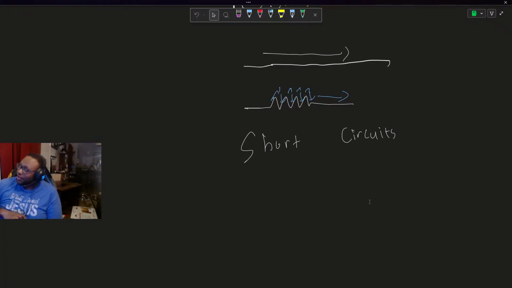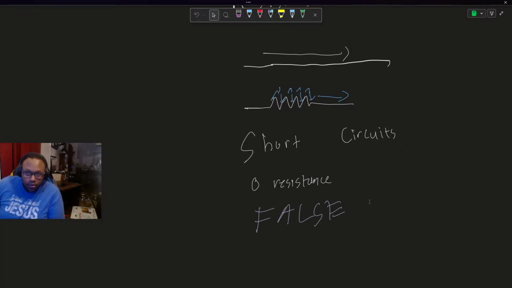Anyway, short circuits. A lot of people think short circuits are literally zero resistance. This is false. Do not believe this. If anybody tells you that, they're lying or they're very uneducated. A short circuit is not always zero resistance. Burn that in your brains. That is a false statement. Okay? We're good? Okay, great.